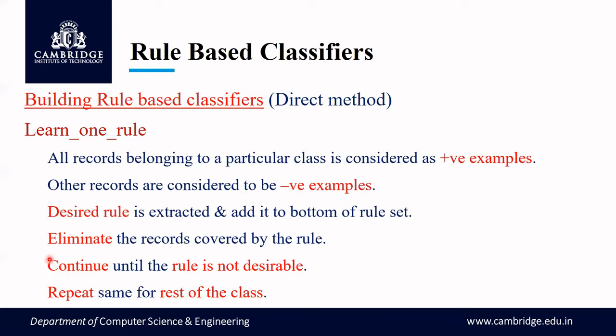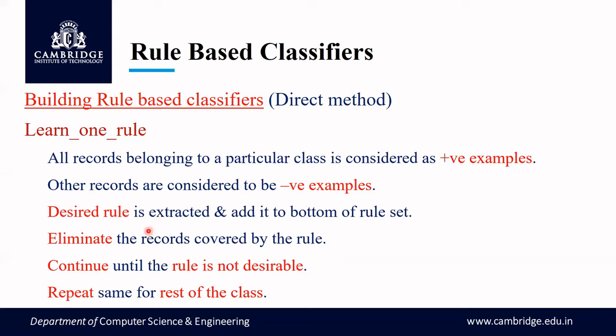I'm going to continue this until I don't find a desirable rule for that particular class. That is, finding the desirable rule and eliminating the record, for that particular class only. No change in the class till now. I've considered one class, and I'm still in that class only. I have to derive rules until I'm not able to find a desired rule, and I keep repeating: identify the rule, eliminate the record.